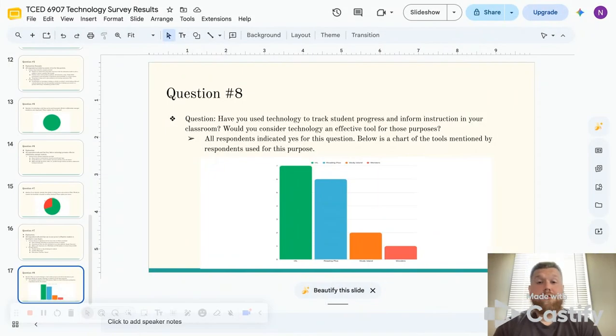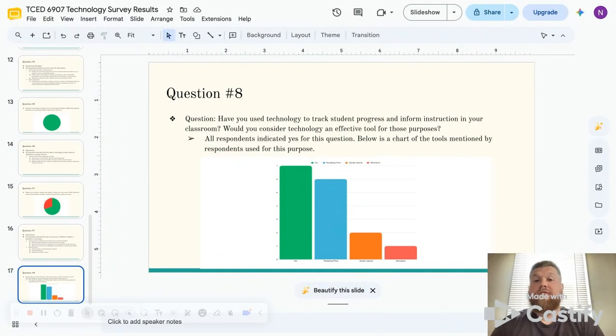Study Island is used by 2 of the respondents, and Wonders, a reading program that is specifically meant for K through 6 in our school district, is used by the 6th grade intervention specialist to ensure that students are working to improve their reading levels if they are not quite where they need to be.